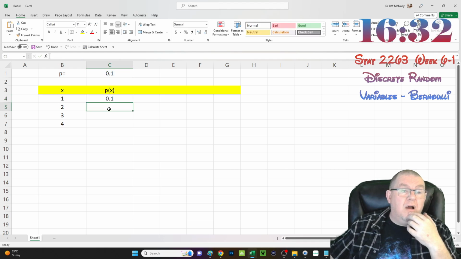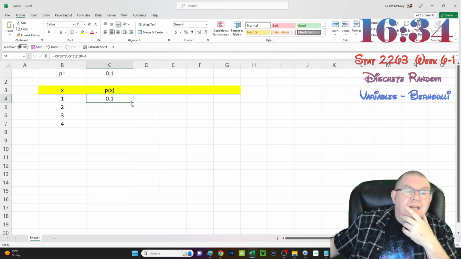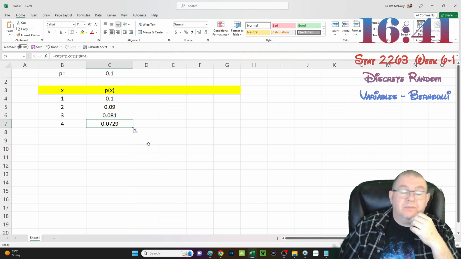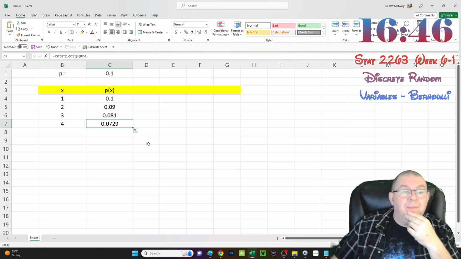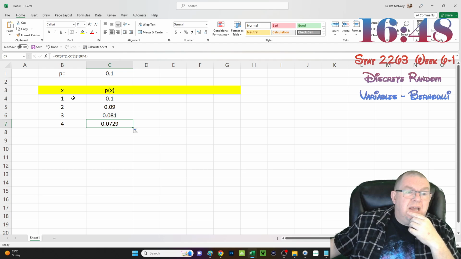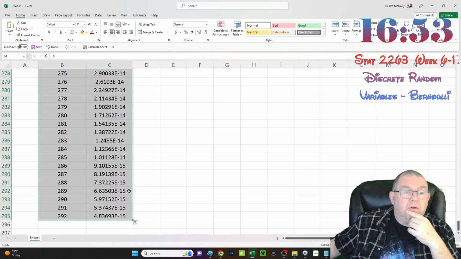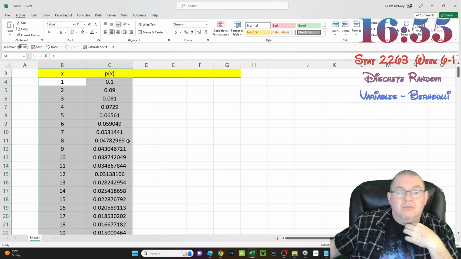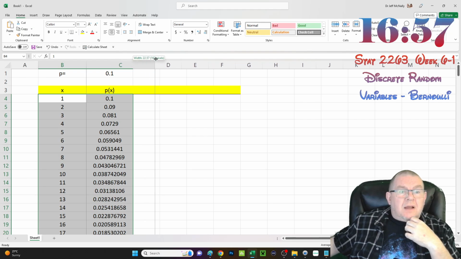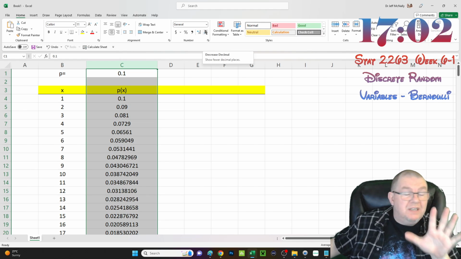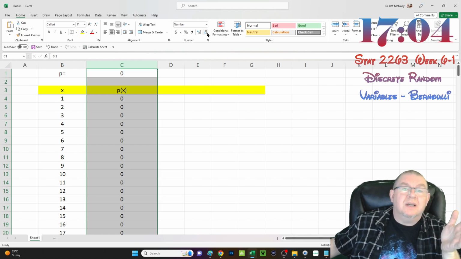So now that I've locked in that value of p, I can literally just grab this little dot called the handlebar and drag it down. And you're going to see under our p of 4 that it's 0.0729. And I could take this and drag it a lot further. Now let's scroll up, and my formula has effectively calculated it for all these values. This is a beautiful feature about using Excel.